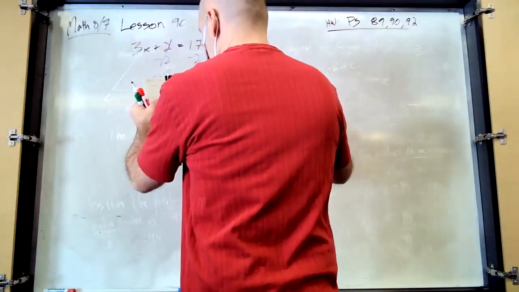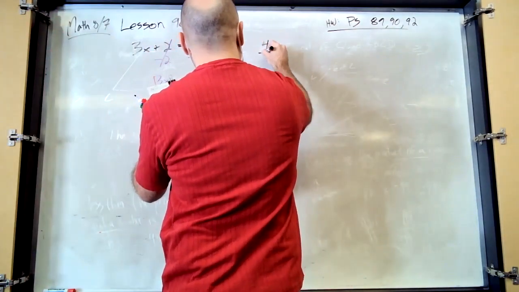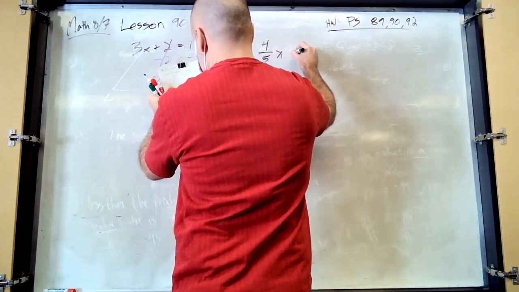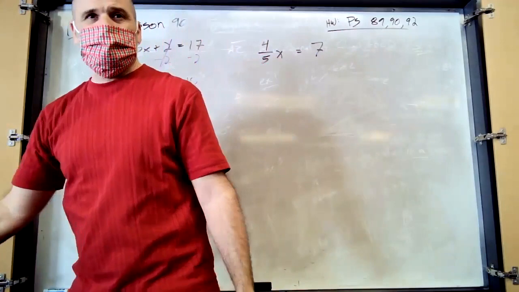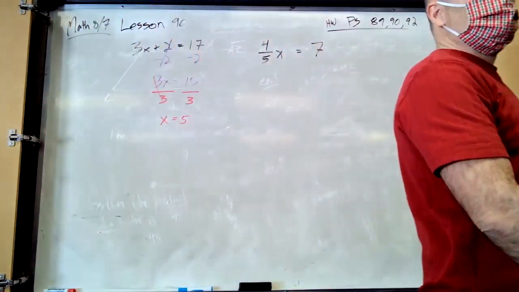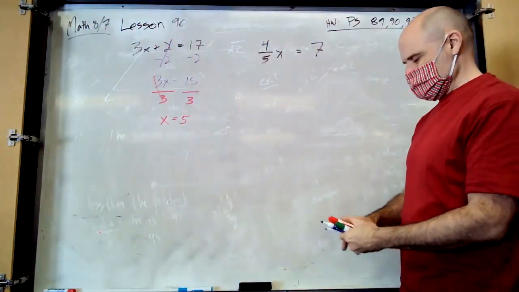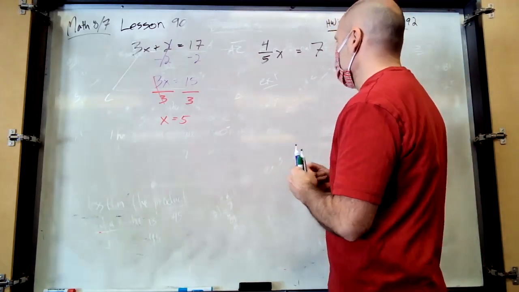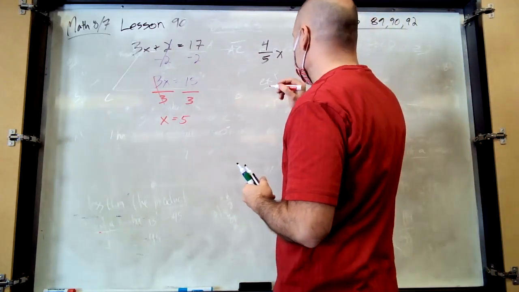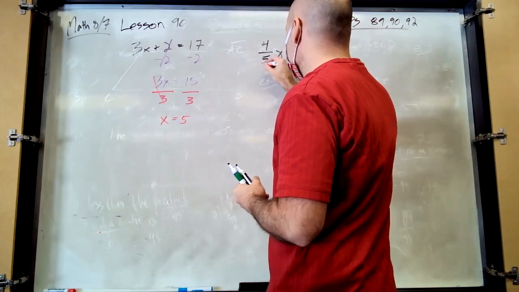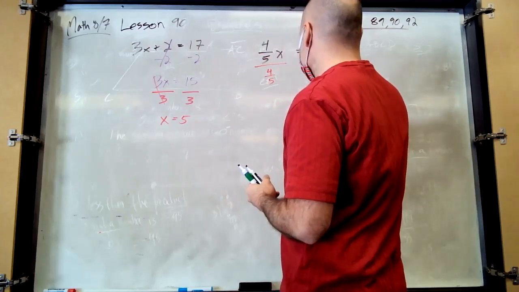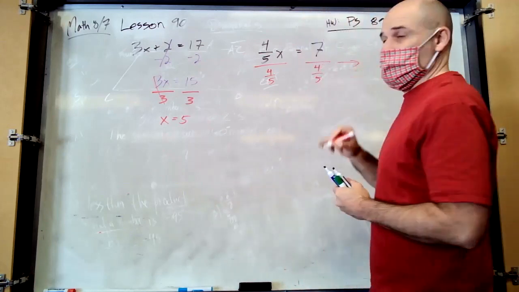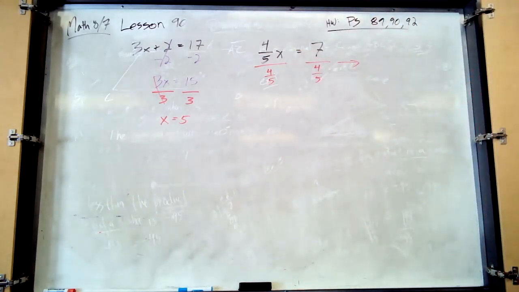So here's another example. 4/5 x equals 7. How do you get that x by itself? Grace? So 4/5 times x divided by 4/5, okay. So 7 divided by 4/5. Whatever you do to the left side, you do to the right. So now this is a division problem. So how do you write that division problem out?